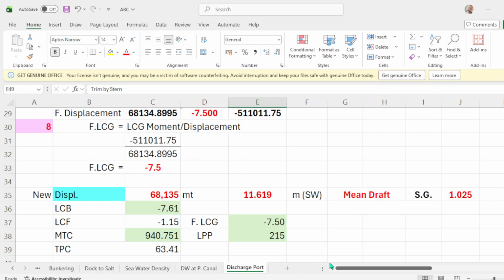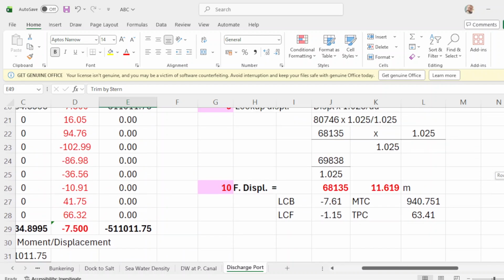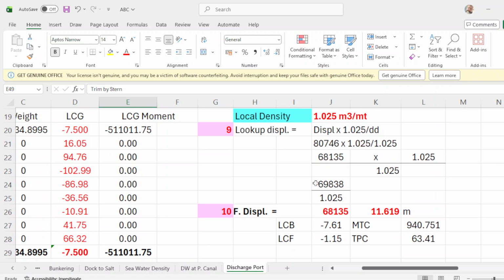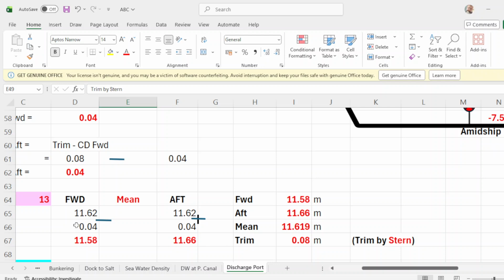From the lookup displacement, your final displacement is 61835, and the corresponding drop is 11.619. Okay, that's how you get it. So 11.62, put 11.62 here. This is your mean. Okay, this is your mean.